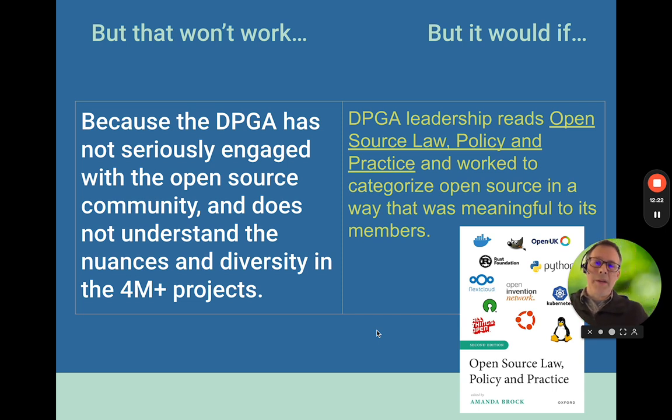My second but: it won't work because the DPGA is not seriously engaged with the open source community and does not understand the nuances and diversity in the 4 million plus projects. So what I'm suggesting here is that perhaps the leadership should learn a little bit more about open source. A good place to start is by reading the Open Source Law, Policy and Practice book, edited and collated by Amanda Brock, and work to categorize open source in a way that's meaningful to its members. There's a lot of nuance in open source projects. We don't want to pick winners and losers, but we need to understand how these projects happen.